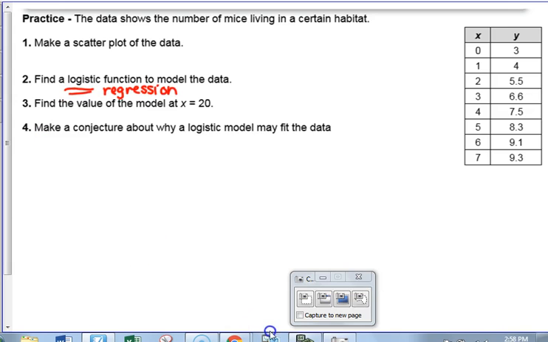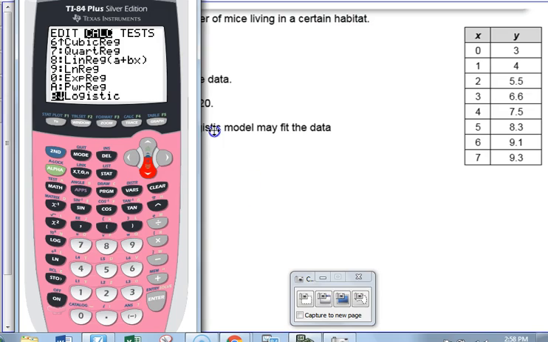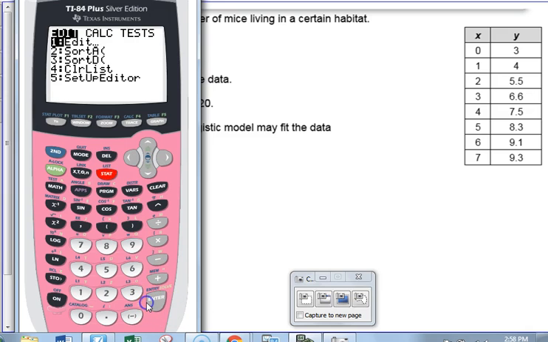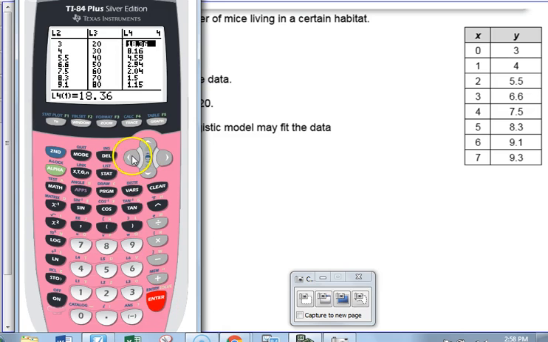All right, so we start by doing what? Okay, and we get there by Stat, Enter. Make sure you have list 1 and list 2, and type them in 0 through 7. And then 3 to 9.3, here's a variety of numbers.